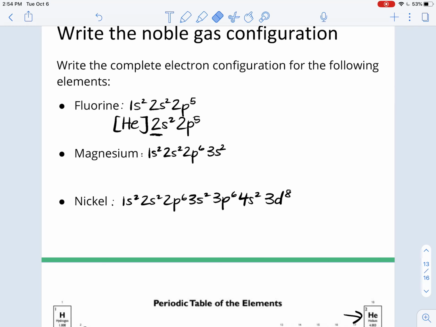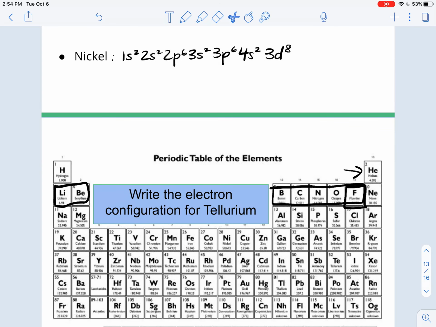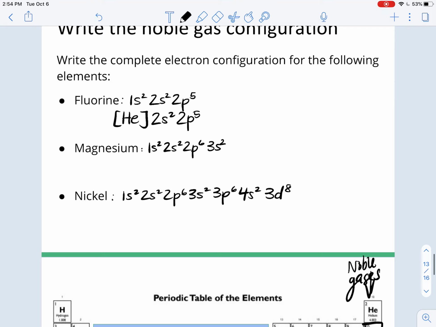So we can do the same thing for magnesium. If I take a look at magnesium, and I'll clear this slide, if I take a look at where it is, right here, the noble gas before it is neon. Remember, this whole row is noble gases. So the noble gas before it is neon, and then I'll continue from there. So neon in brackets, and then 3s2. Again, notice how we eliminated the lowest quantum numbers, and we're only left with the highest principal quantum number.